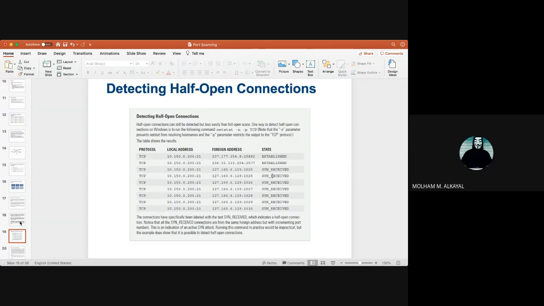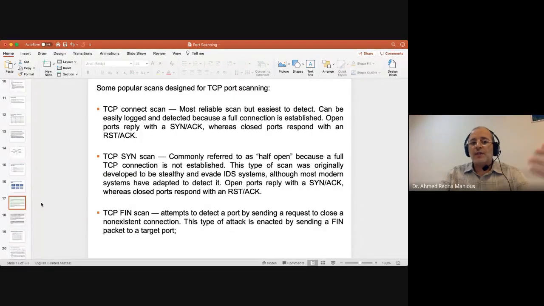Sometimes you use a scan and you discover that the port is closed, so you will use another type of scan to verify and make sure. I will use another flag and see if I get the corresponding reply based on an open port, and so on.